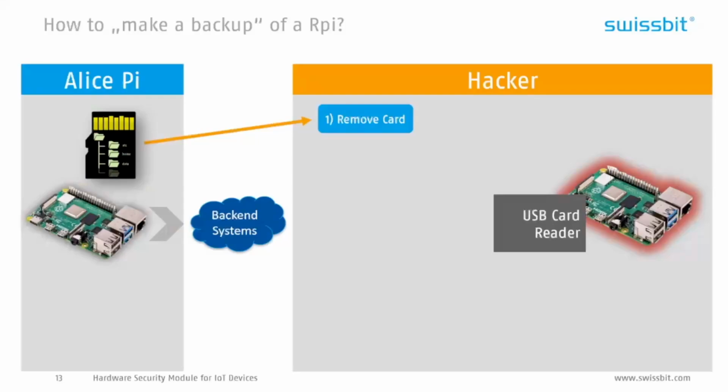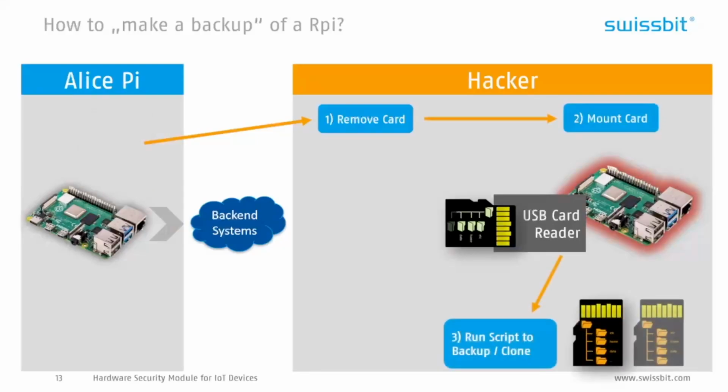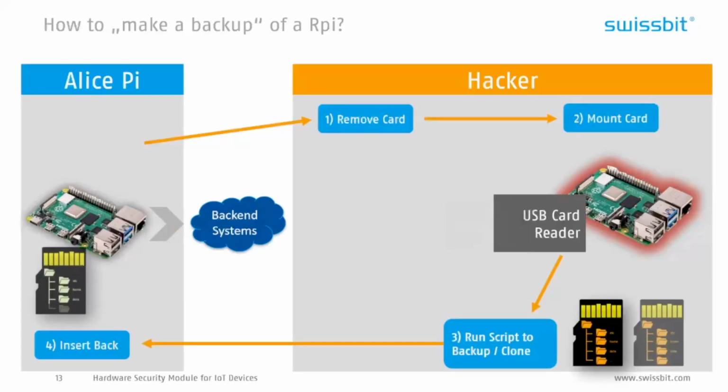And how would this look? Very similar. You go to the device, you pull out the card, you mount it in a different device, you run a script that does a backup. You insert the card again, and in this case we did not change any file, so the system would run like before. And also in this IoT use case, the system, for example, would connect to a backend system, and this would still work.